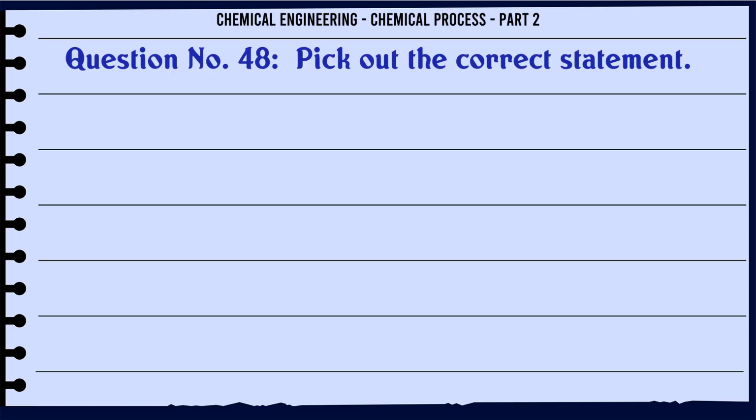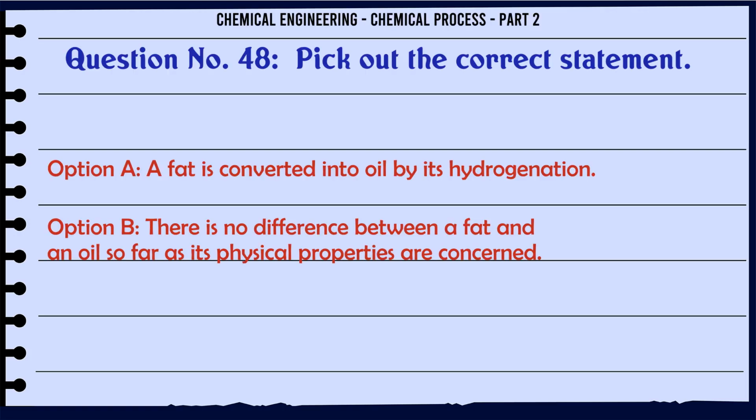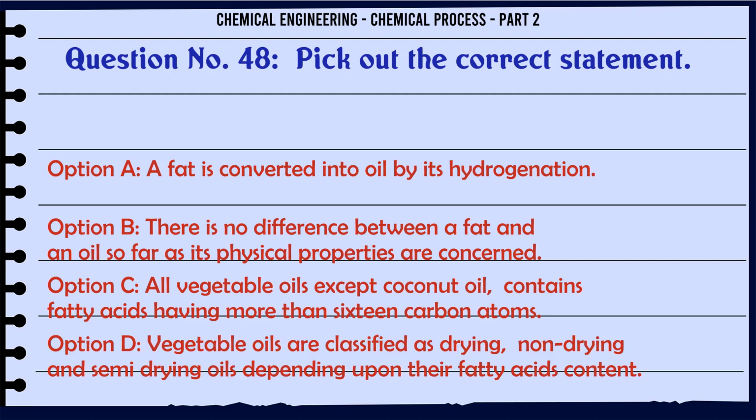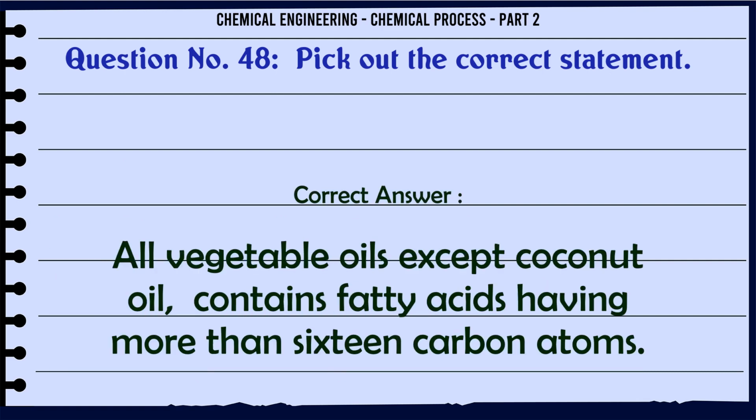Pick out the correct statement. A. A fat is converted into oil by its hydrogenation. B. There is no difference between a fat and an oil so far as its physical properties are concerned. C. All vegetable oils except coconut oil contain fatty acids having more than 16 carbon atoms. D. Vegetable oils are classified as drying, non-drying, and semi-drying oils depending upon their fatty acids content. The correct answer is all vegetable oils except coconut oil contain fatty acids having more than 16 carbon atoms.